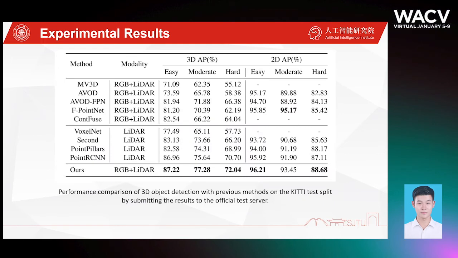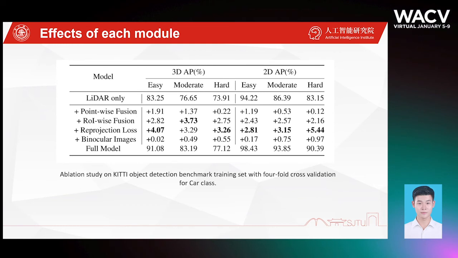This is the performance comparison of 3D object detection with previous methods on the KITTI test split by submitting the results to the official test server. The evaluation metric is average precision with IOU threshold 0.7 for cars. To further analyze the ability of our proposed deeply fused multimodal 3D object detection method, we conduct extensive ablation studies on the KITTI train and validation set to explore the effects of our components. We use the official training and validation split and accumulate the evaluation results over the whole training set. The effects of each component are shown in the table.